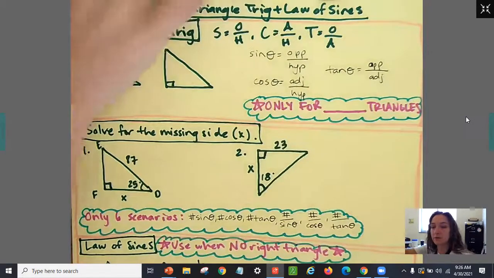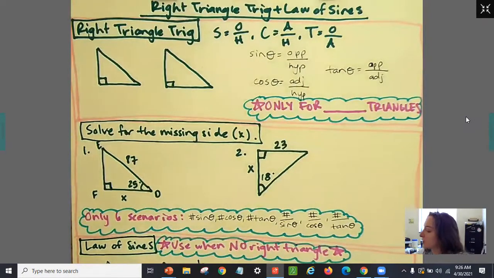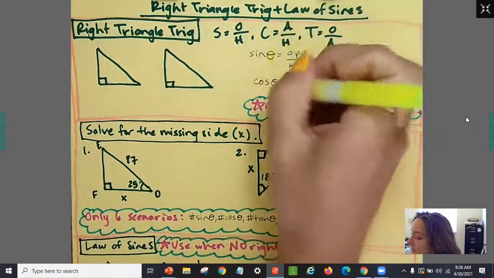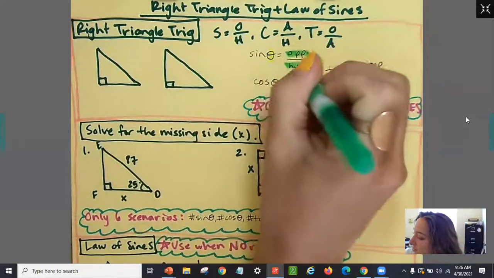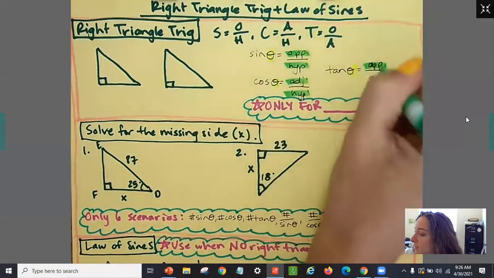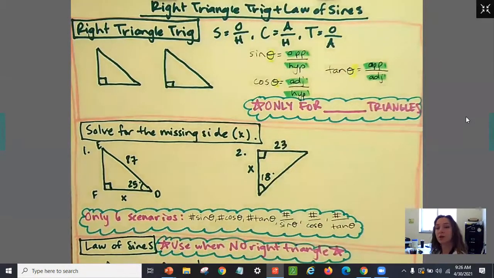And a lot of people get kind of confused whenever you're plugging in here. So just remember that you're only plugging in for the angle in each of these, that's the theta. And then you're also plugging in for what is the opposite side, what is the hypotenuse, and what is the adjacent. So you're just plugging in for these values. And if you can see it that way, it will definitely help you out with these problems.